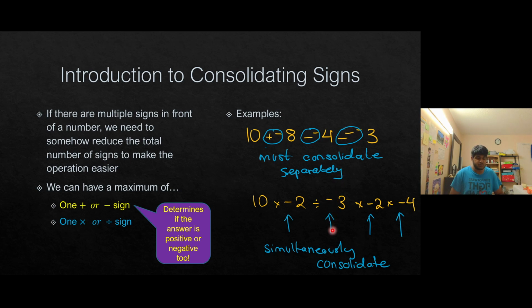Two slides from now, we're also going to talk about how we solve something like this. So what we do is we simultaneously consolidate all of these negative signs, and we come up with one overall sign, be it positive or negative. So let's go over how we do that.